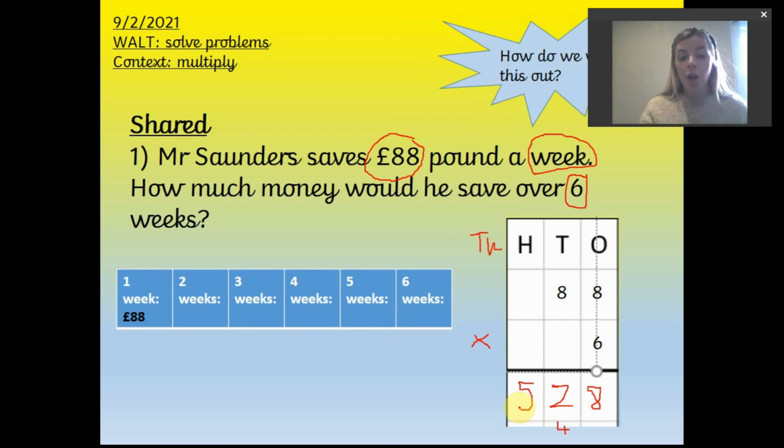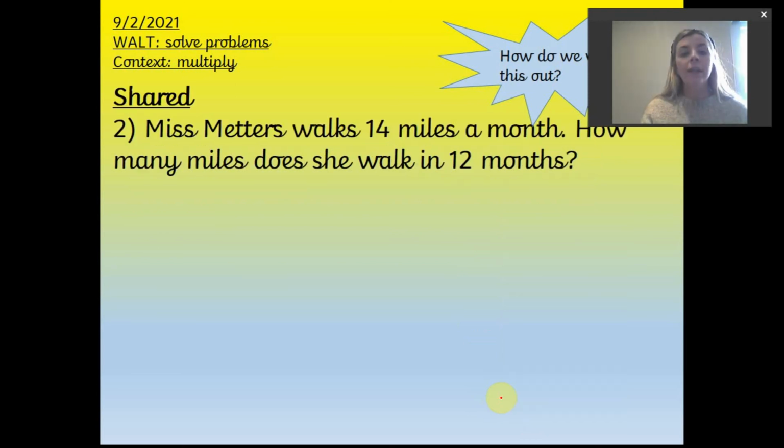Mr. Saunders over 6 weeks is able to save £528. I've just drawn my pound sign out here. Really rubbish, but there we are. That's how much money Mr. Saunders has saved. Right, now let's have a go at this next one together. It says Miss Metters walks 14 miles a month. It's lots of walking. I think I've definitely been doing that in lockdown.